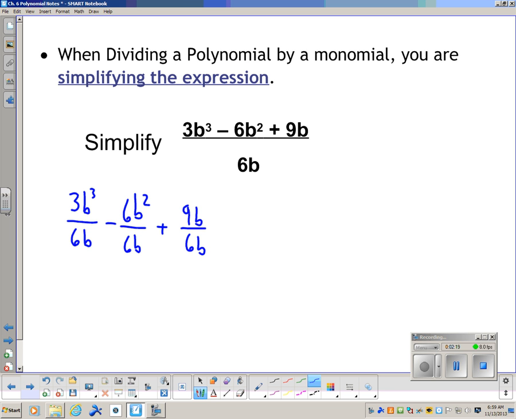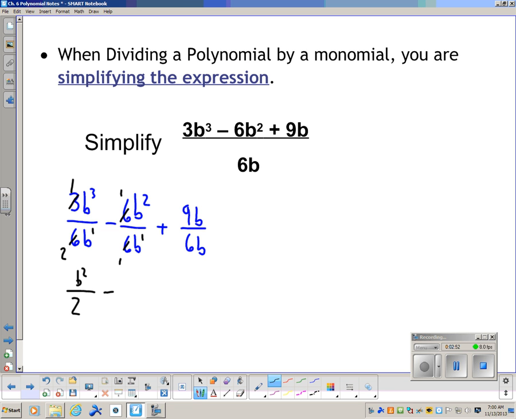So doing that, 3 and 6 can be reduced. 3 goes into 3 once, 3 goes into 6 twice, so I reduce that down. I'm going to rewrite it down here. I get 1/2. And then I've got b to the third divided by b to the first, and I get b to the second. There's more at the top, so I'm going to put b to the second at the top. And then minus over here, 6 divided by 6 is just 1, 6 goes into 6 once.